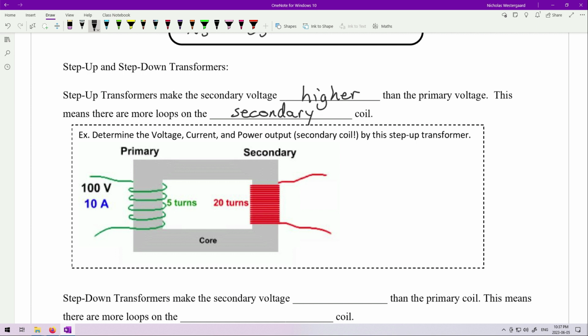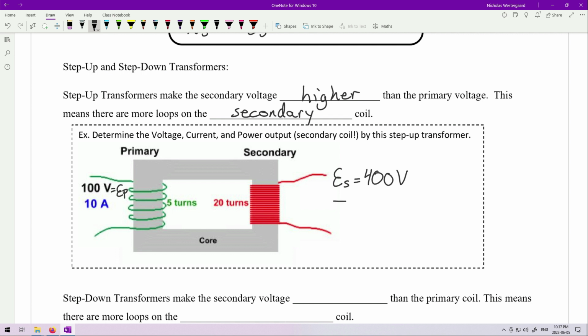So we see that there's an order of 4 change. So 100 volts is my EMF through my primary loop. What's my EMF through my secondary loop? It is the same proportional change. Going from 5 to 20 is times 4, so 100 times 4 would be 400 volts. So we should see 400 volts of EMF through the secondary coil. That is a big step up.